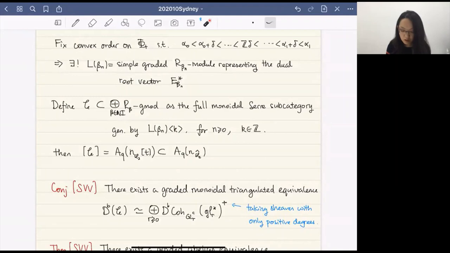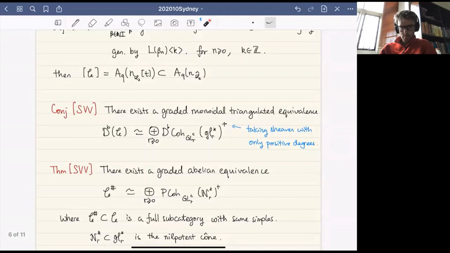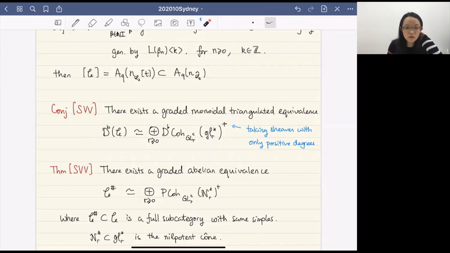So for the moment, we can't quite prove this equivalence, but what we can prove is a central reduction of this equivalence. This is our main theorem: there is a graded equivalence of abelian categories from C sharp, which is a subcategory of C with the same set of simples. When I explain the proof of this theorem, I will give you an idea about what C sharp looks like.